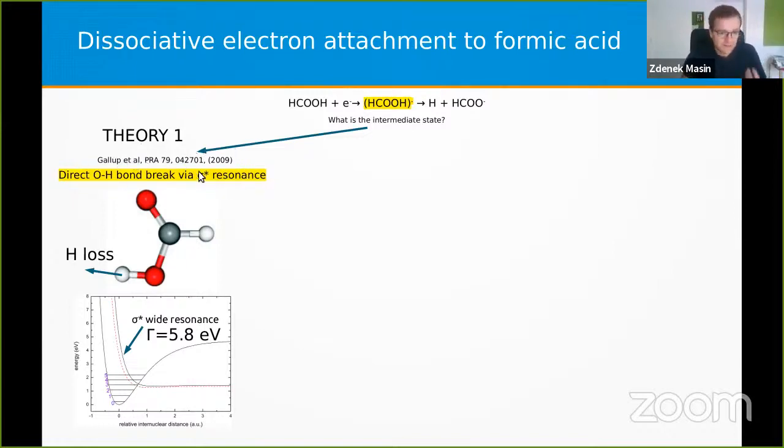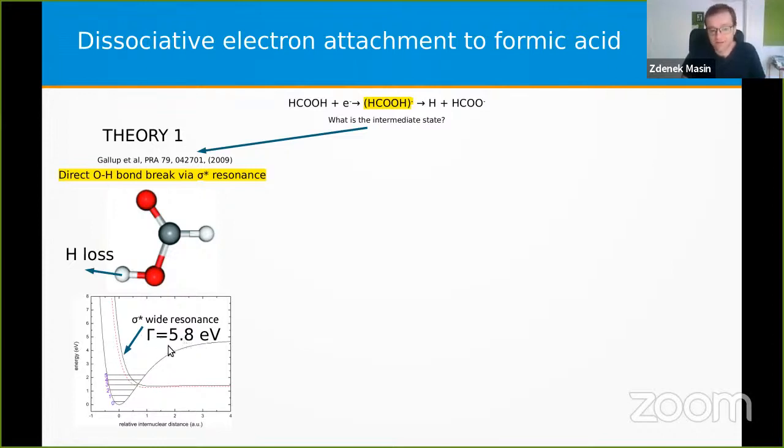And it says that this is simple, as we just saw on the previous slide. So the electron is attacking the molecule. It attaches to some sigma star repulsive state, which is repulsive along the bond that's being broken. So that's simple. However, this resonance has some extreme properties, like it has a width of about 6 electron volts.